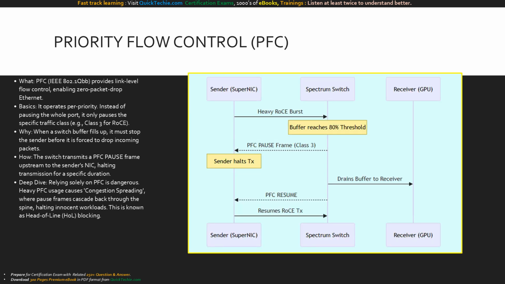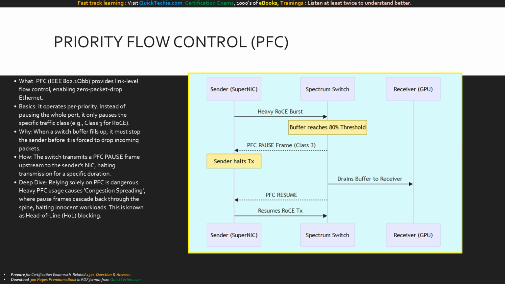Now we move to slide 2, focusing on priority flow control, or PFC. What is it? PFC is the brute force mechanism that physically stops packet drops. The basics are that it pauses traffic on a per priority basis. If you map RoCE to traffic class 3, PFC will only pause class 3, letting management traffic on class 0 continue. Why is this necessary? Because switch buffers are finite. When the buffer is nearly full, the switch must physically tell the sender to stop.